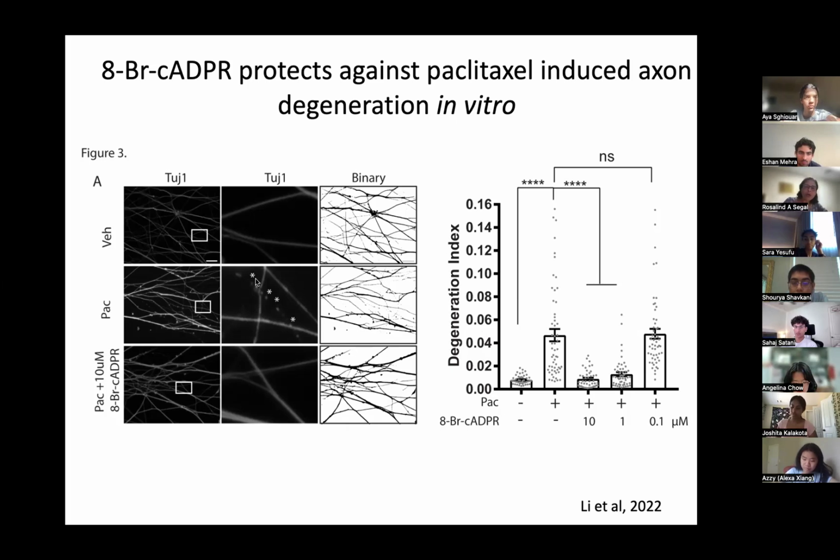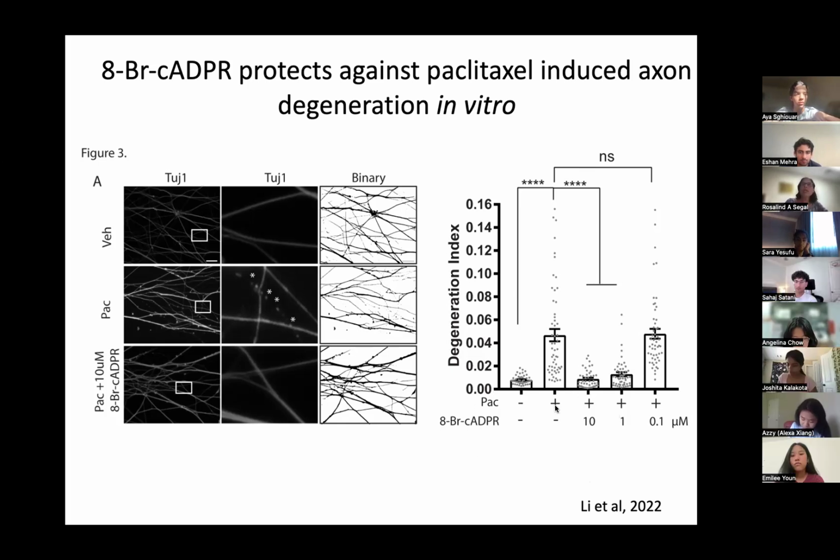And what we found, again, paclitaxel causes axon degeneration, and in a dose-dependent fashion, so not at low doses, but at higher doses, 8-bromo-cADPR prevents the degeneration. So it says that an important part of what SARM is doing is not just that it's cleaving NAD, which will lose some of the energy currency of the cell. It's also producing cyclic ADPR.